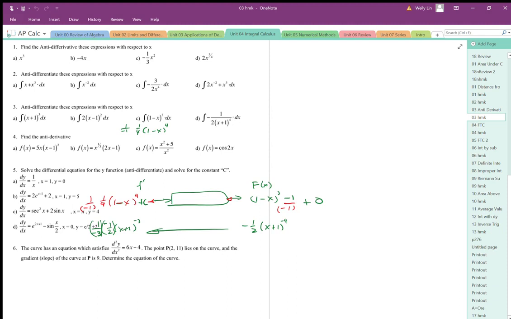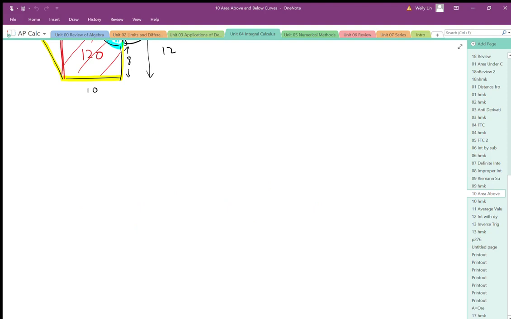Where's my area? What happened to my area?